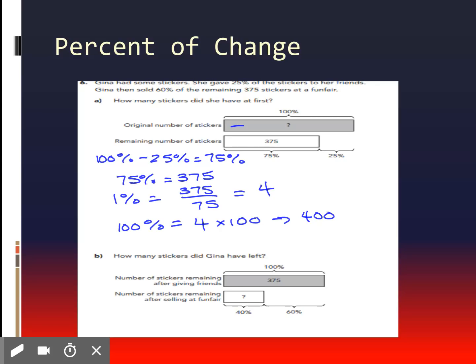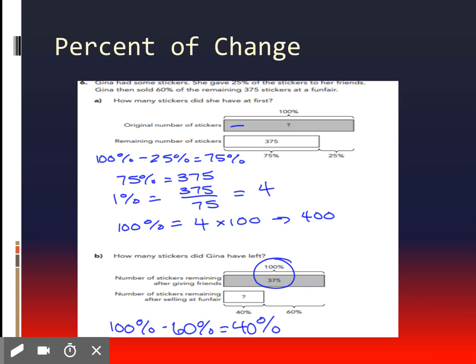And in part B, how many stickers did Gina have left? So the 100%, how many stickers did Gina have left after she gave the other 60% away? So again, we're using the new 100% as 375. So to figure that out, she gave 60% away. So 100% minus 60% is 40%. So now we need to find what 40% is.